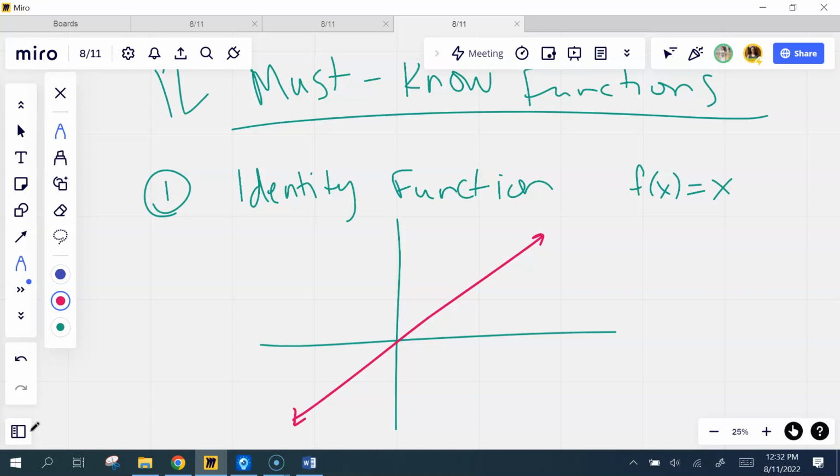If you need the t-chart, negative 1, if y equals x, then whatever you put in for y, that's x's value. 0, 0, 1, 1, and so on.